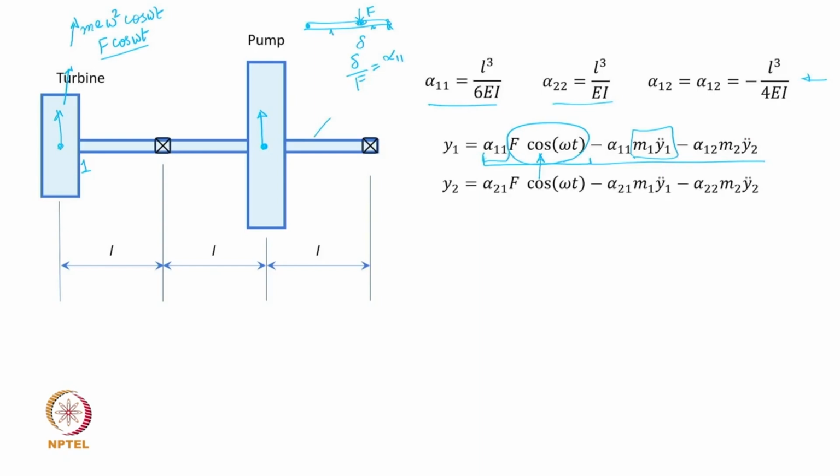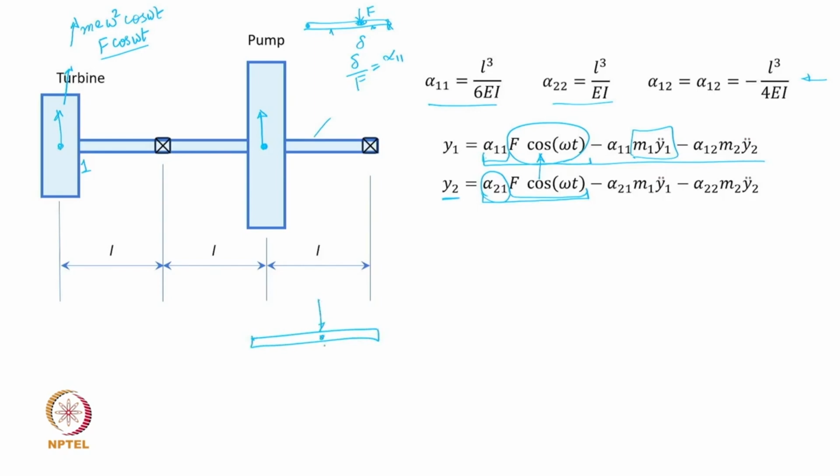Y 2 will be written like this, but do understand and note here that the same force will generate the response or a deflection at the location number 2, but the only thing is that that deflection will be governed by the influence coefficient alpha 2 1.